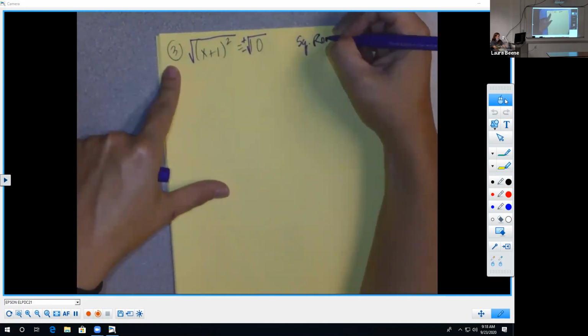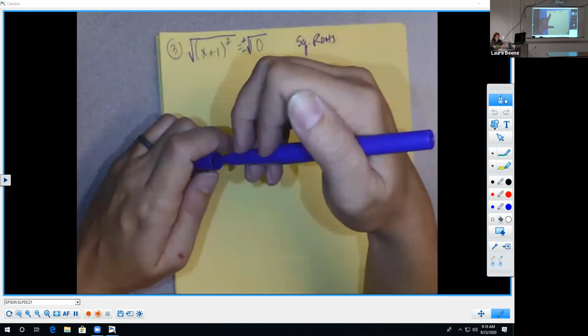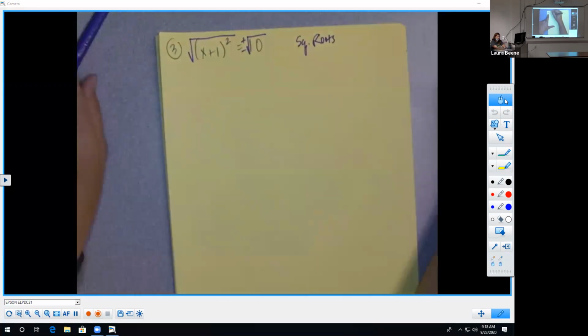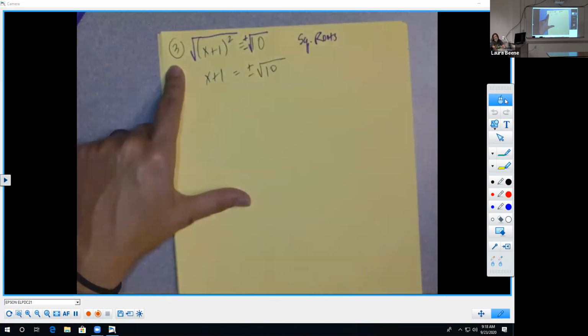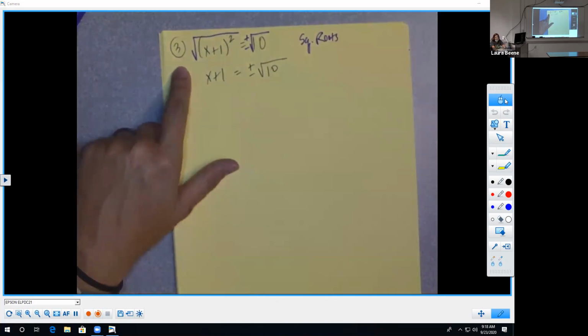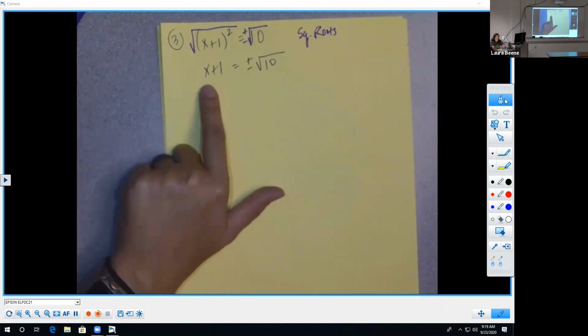So what's the square root of (x + 1) squared? Just x + 1 equals plus or minus. Can I take the square root of 10? Can I break it down and take anything out? If you break it down, you get 2 times 5. Are there any pairs to take out? No, there's no pairs to take out. So it's just x + 1 equals plus or minus the square root of 10.